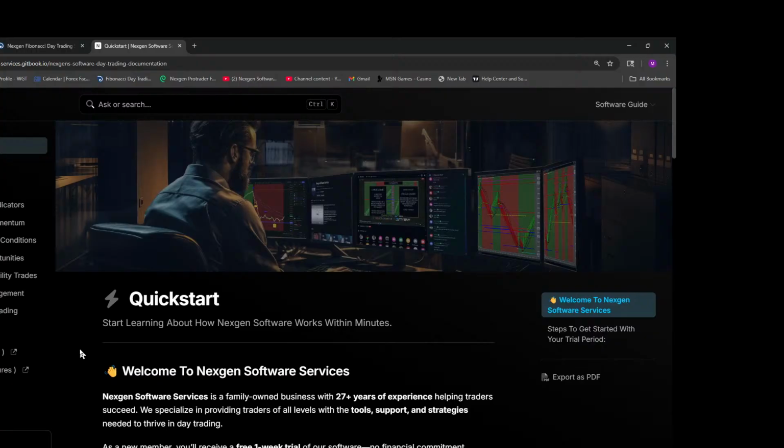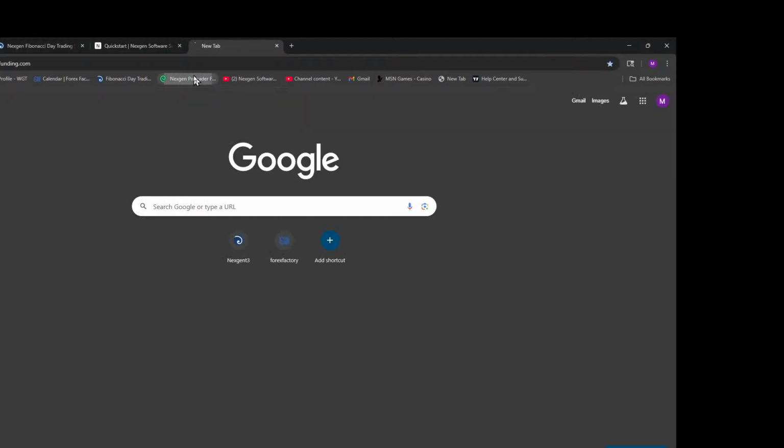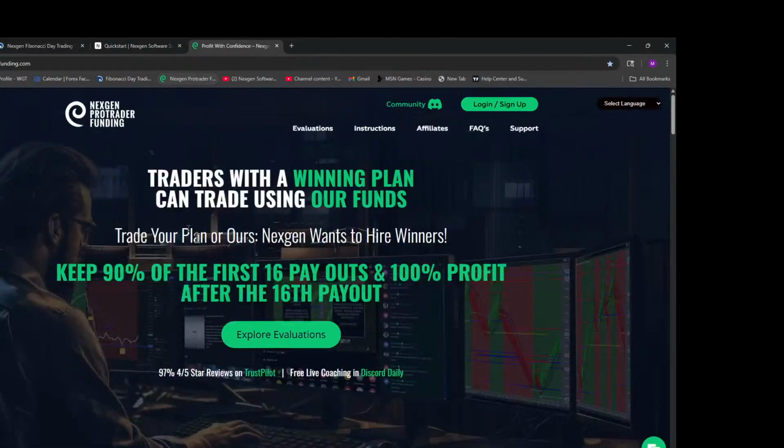So it's not that we're using one or the other. All of this, all the education, everything from the Next Gen software page is focused on NinjaTrader because NinjaTrader is how we've been doing it for years. It's amazing. But hopefully today we launch Next Gen Pro Trader Funding, creating the proprietary, that's so hard to say, firm for you guys to get funded to trade our money instead of your own money.